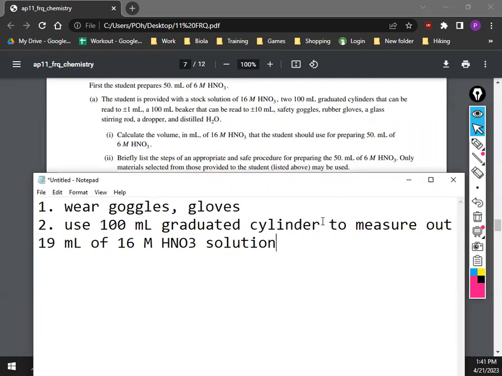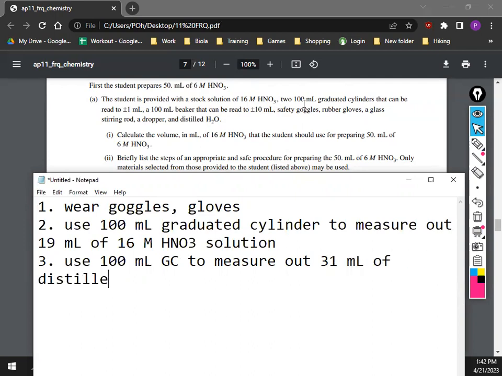So here we're not using a volumetric or anything like that. We're using the graduated cylinder. And again, it's because if you look at the problem, that's kind of what they're giving you. So you're using whatever's on the problem. Okay, step 3, since you get 2 cylinders, you can write that you want to measure out the remaining amount. So you would just do your 50 minus 19. So you can write down, use your 100 mil graduated cylinder, measure out 31 milliliters of distilled water.